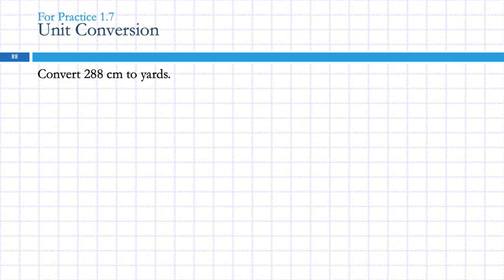So this first one is going to start out with very few words. The more story that gets in there, the more you have to think about it. So convert 288 centimeters to yards. What are they giving me? Centimeters. And what are they asking me for? Yards. Okay. So I'm going to write down the stuff they gave me. Here is just the one thing, 288 centimeters. I'm trying to go to yards. So I'm going to put that over at the other end of the map. And now I have to figure out how to get from centimeters to yards.